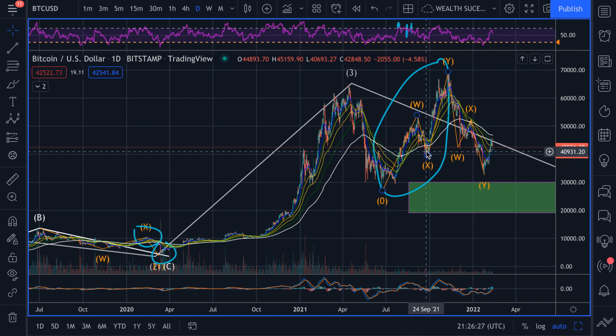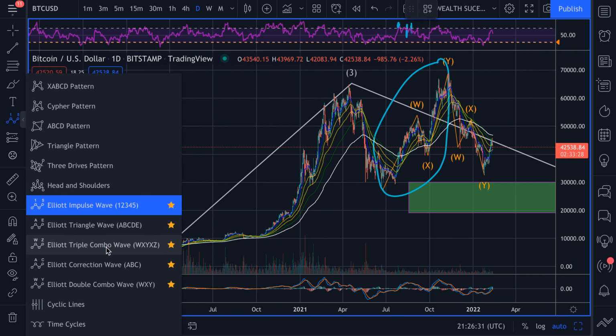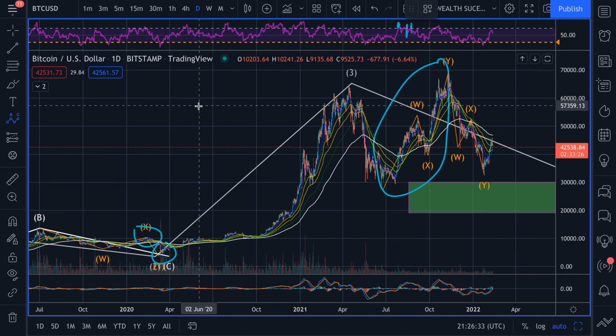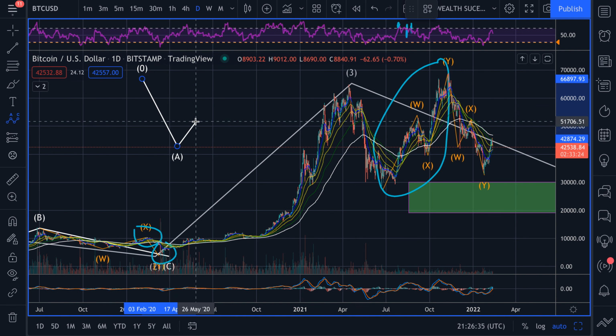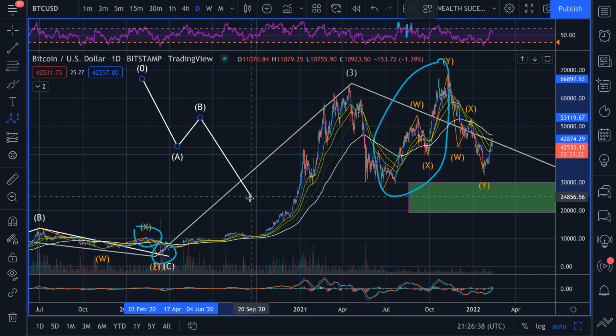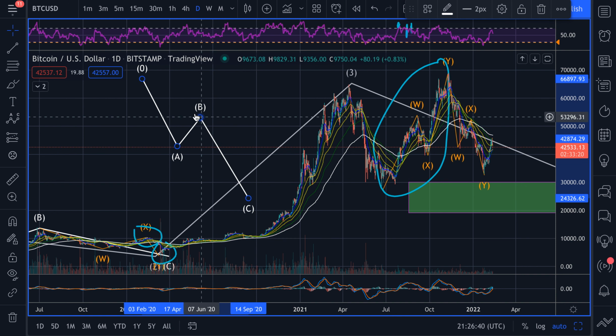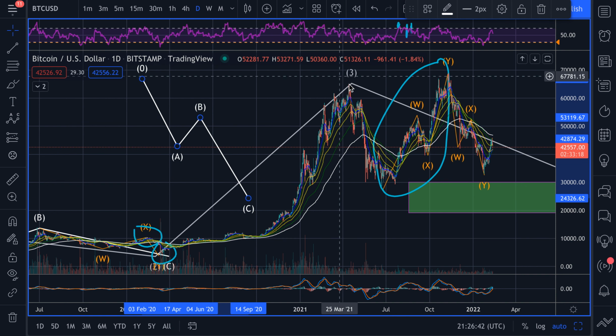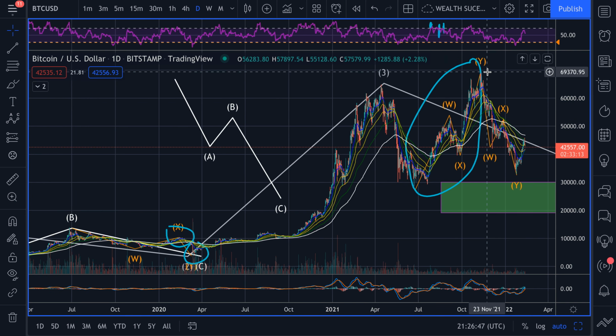But this one is not technically a zigzag. A zigzag looks like this. It is an ABC, but it looks more like that, where the B wave doesn't come up all the way, especially all the way to a new all-time high.